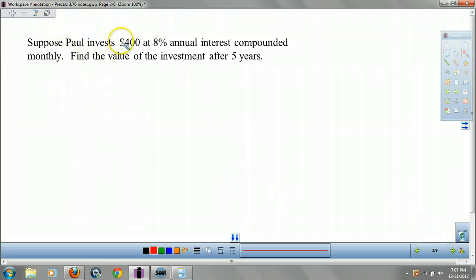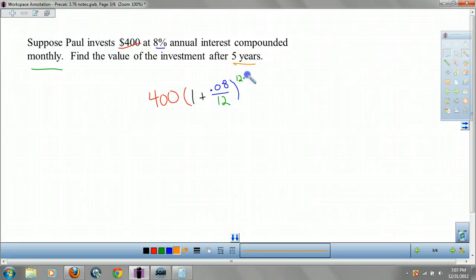Suppose Paul, our good buddy, takes $400 and puts it in an 8% annual interest account compounded monthly. What's his value in 5 years? So Paul puts $400 in. So we go $400 times 1 plus, what's our rate? 8%, 0.08, divided by, well, it's monthly, right? Divide by 12. Put our 12 up here, times our t, which is 5.